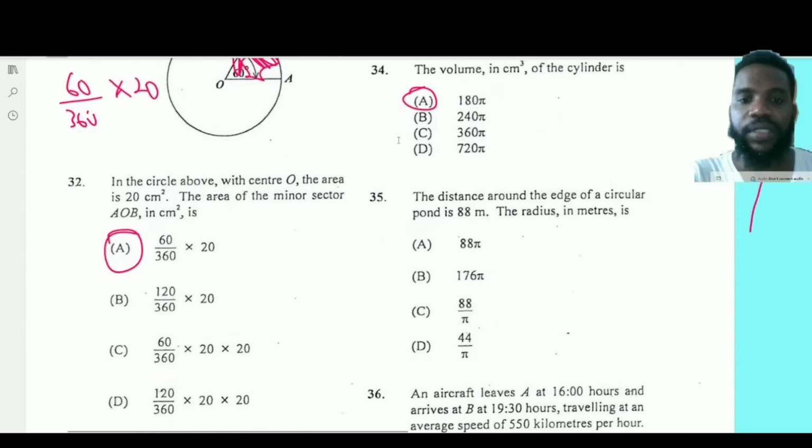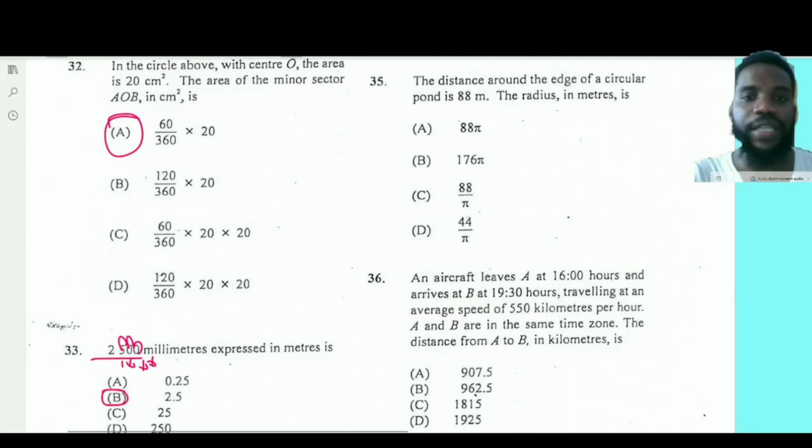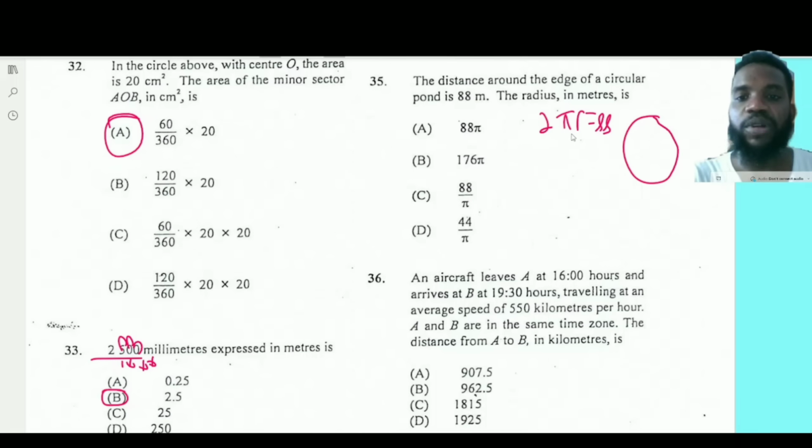35. The distance around a circular pond is 88 meters. The radius in meters is... First of all, let's talk about the distance around the circle. It's called the circumference. Now, the circumference is really 2 pi r. So 2 pi r equals 88. It says the radius is, so 1 r. So we're going to have to get rid of the 2 pi, which is multiplying, which means we have to divide both sides by 2 pi. So the radius is equal to 2 into 2 is 1, 2 into 88 is 44, so 44 over pi. And that is your answer.